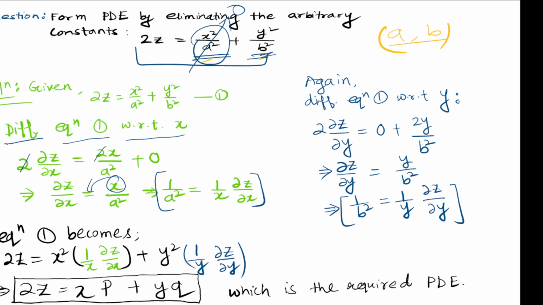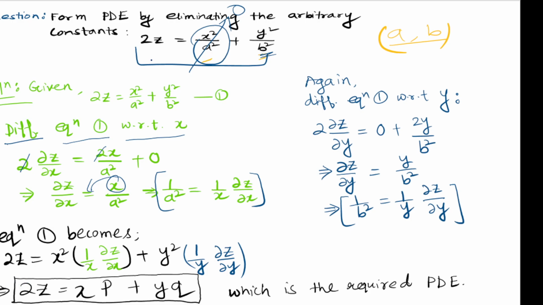You can see that in my answer, this is my answer now. In this answer, you can see that there is no arbitrary constant, right? How have I done that? I have done that using a very simple method. I have at first differentiated that equation with respect to x, then I have differentiated the very same equation with respect to y.